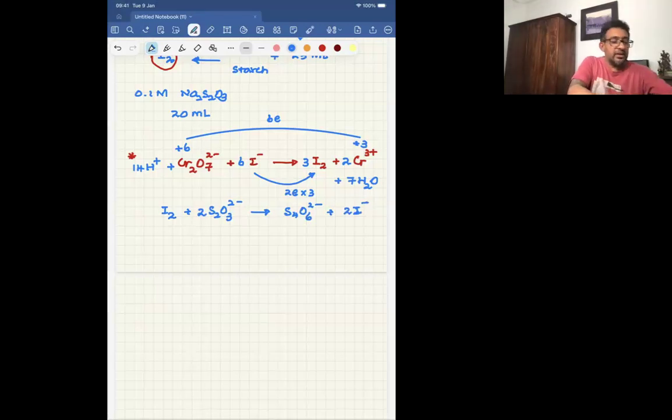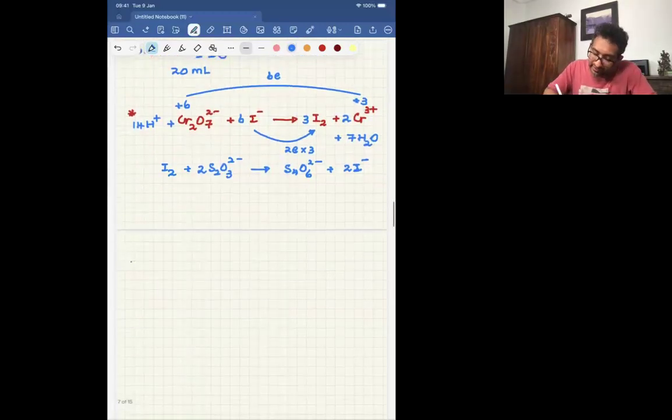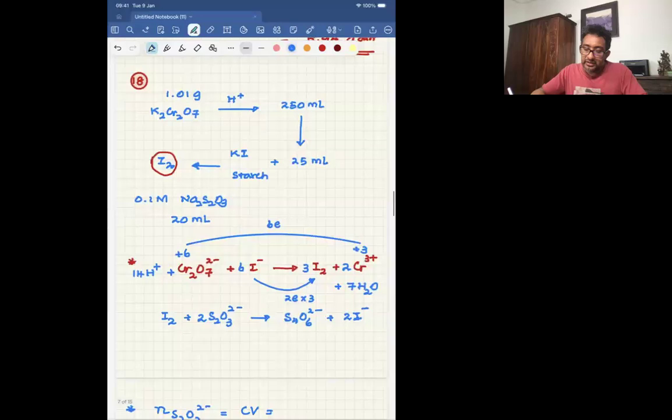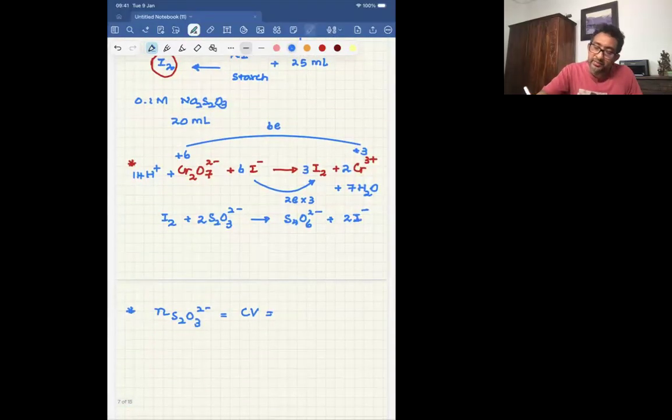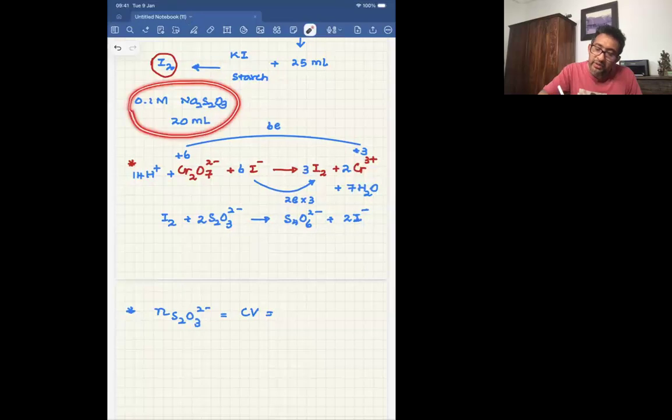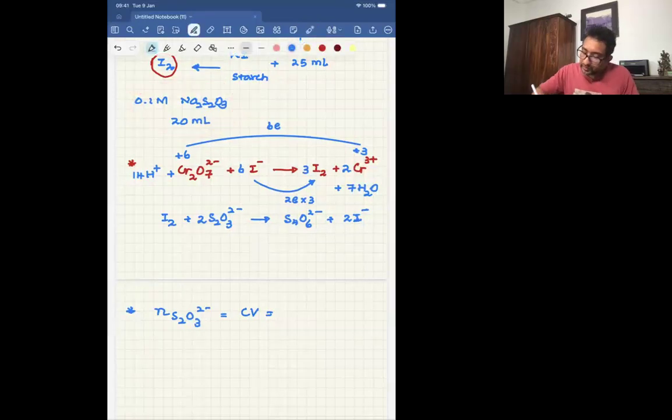Now they say calculate the moles of sodium thiosulfate used in the titration, hence the number of moles of iodine titrated. So what is the first one? Number of moles of thiosulfate used. What is that? Concentration times volume. What is the concentration? Thiosulfate is 0.1. 0.1 times 20 milliliters, 20 times 10 to the power minus 3, that is equal to 2 times 10 to the power minus 3 moles.